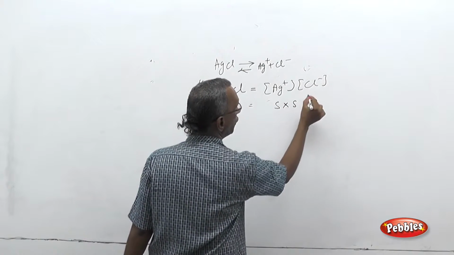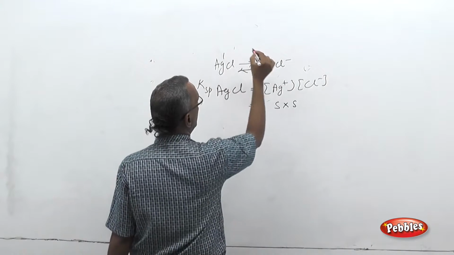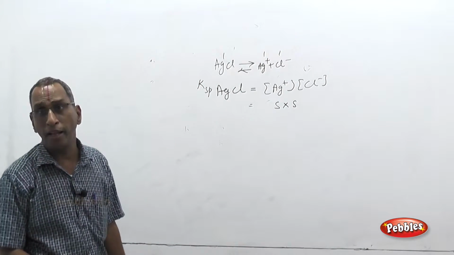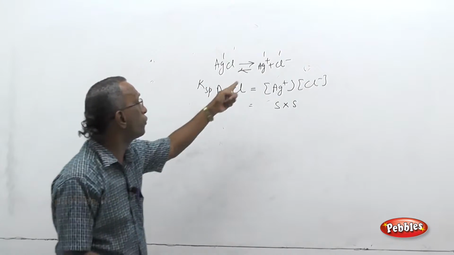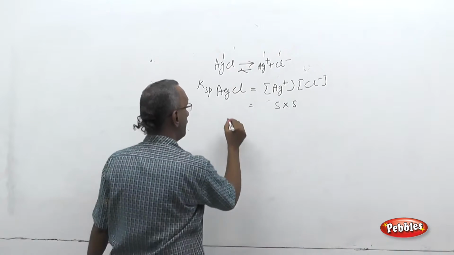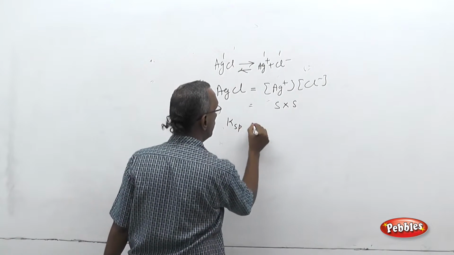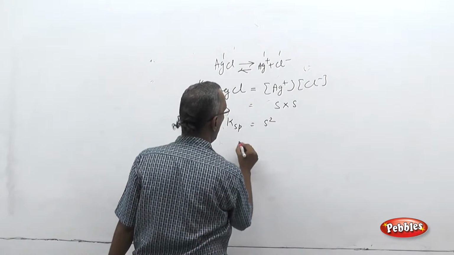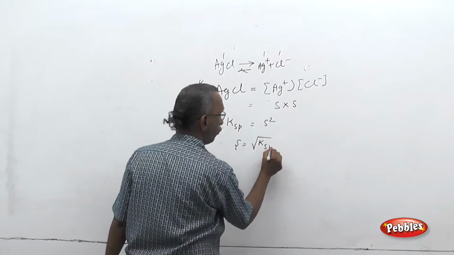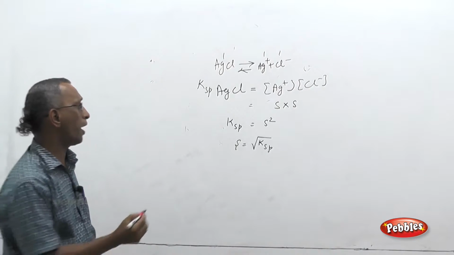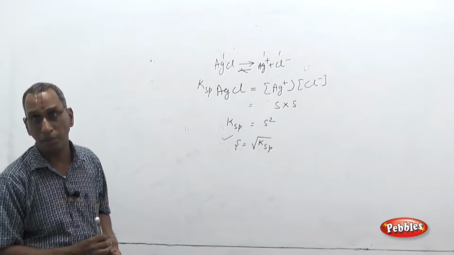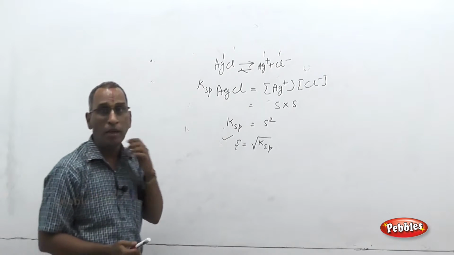Another S is the concentration of Cl minus, because 1 mole dissociates to form 1 mole each of silver plus and chloride ion. Then S moles will dissociate to form S moles each of silver plus and chloride ion, and so Ksp equal to S squared or S equal to root of Ksp. So from the knowledge of solubility product, it is possible to determine the solubility of a substance. So this is to be noted.